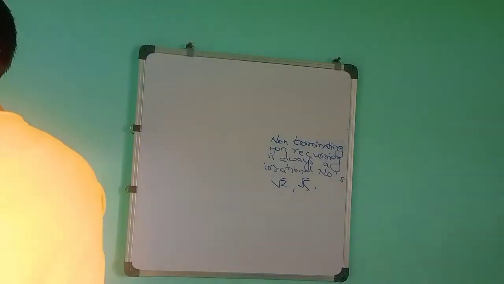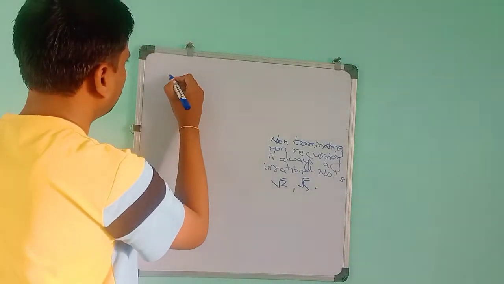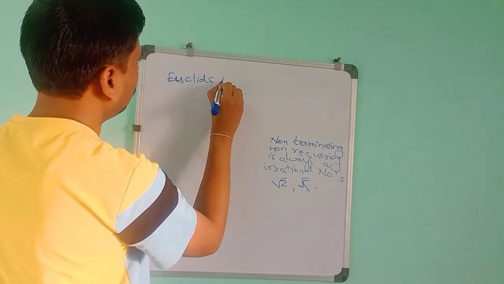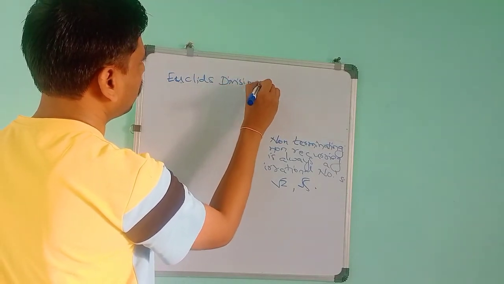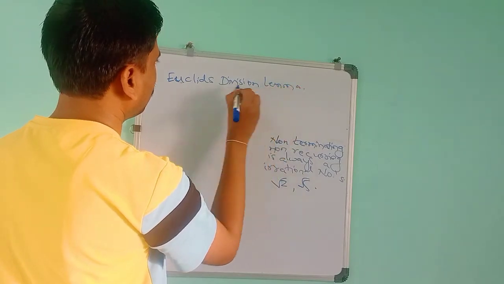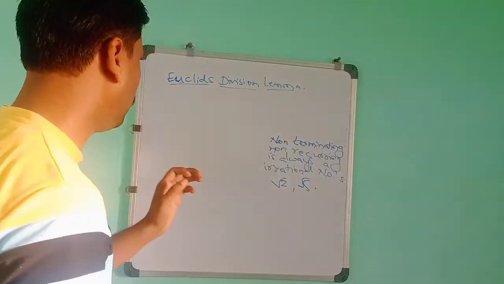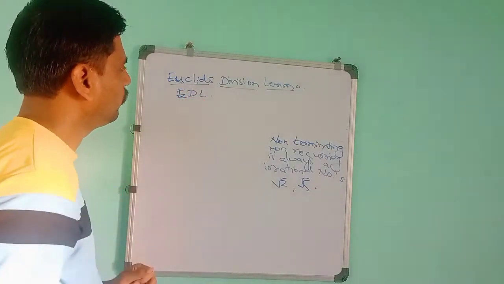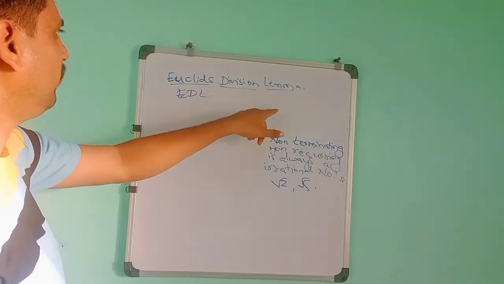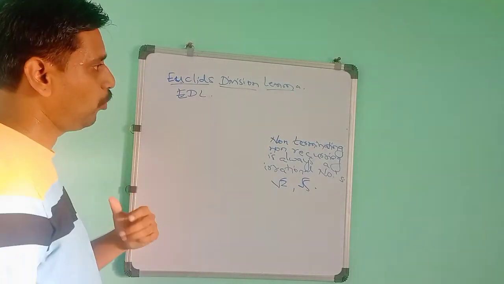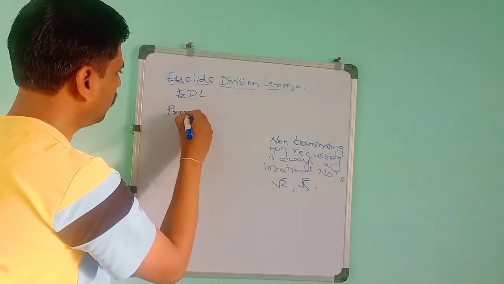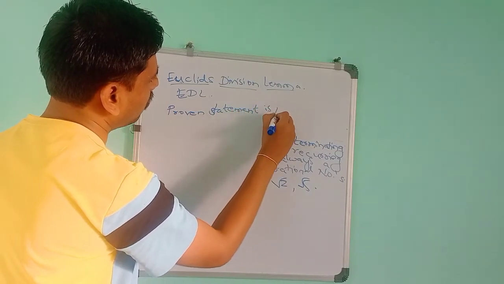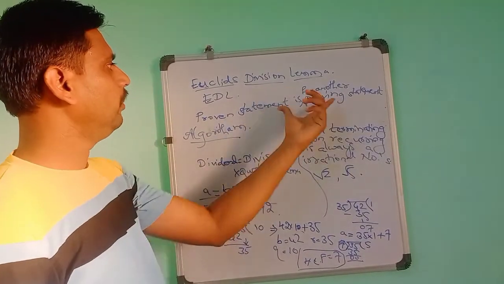It is Euclid's division lemma, short form EDL. So what does Euclid's division lemma mean? Lemma means a proof. If you prove one statement, that proven statement is used for proving another.